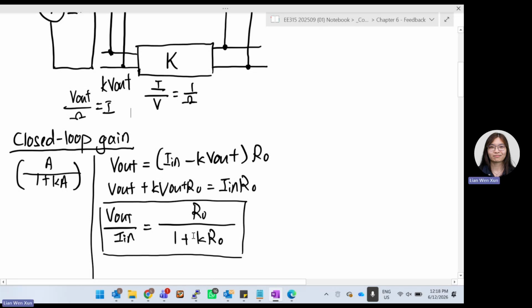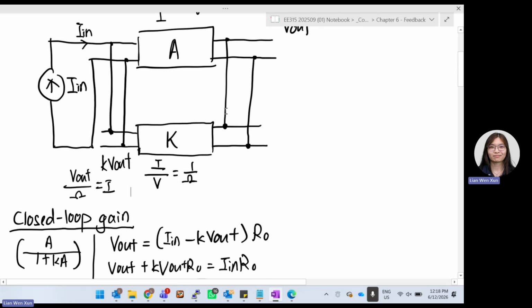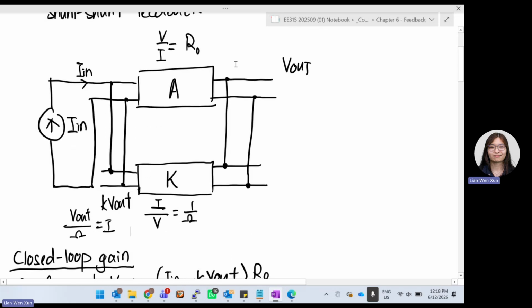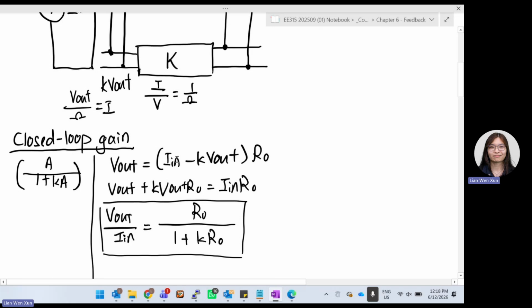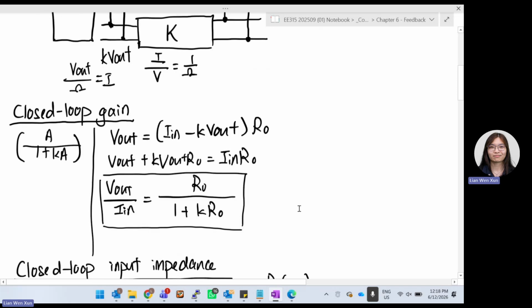So we can modify the whole circuit to be R0 over 1 plus K R0 directly. So this will be our closed loop gain. Or you can go part by part also. We can say that V out is equal to A, which is R0, multiplied by I in minus K V out. Multiplying inside, you also get the same thing, R0 over 1 plus K R0. You can compare both of them, they're exactly the same thing.